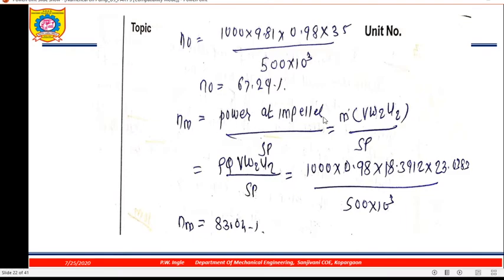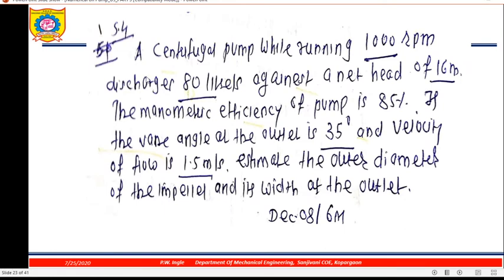Then mechanical efficiency is what? Power at impeller over shaft power. So it is m dot Vw2 U2, or rho Q Vw2 U2 upon shaft power, because Vw1 is 0. So you will get mechanical efficiency. Very simple. You should know the basics of head and efficiencies.